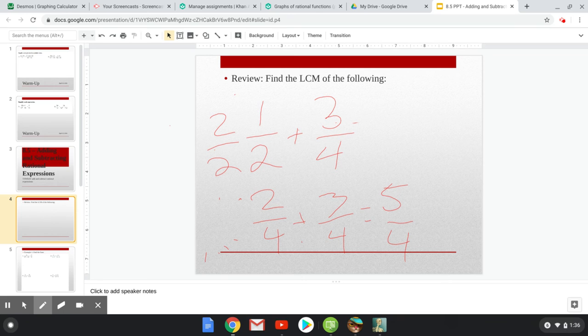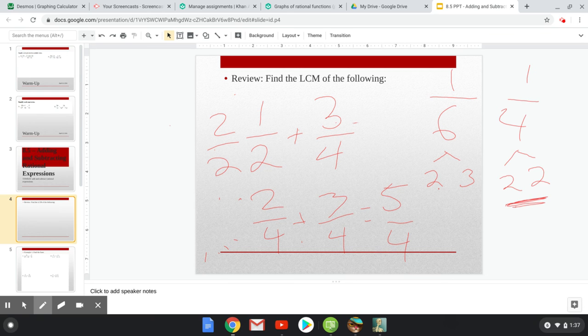But then, what if I have the situation where, say, my denominators are 6 and 4? Okay, so I could just multiply one side by 4 and the other side by 6, and then I'd have a denominator of 24. But I could get a smaller denominator. So let's look at what the factors are here. I have a 2 and 3, and I have 2 and 2. So here I have two 2's. Here I have a 2 and a 3.